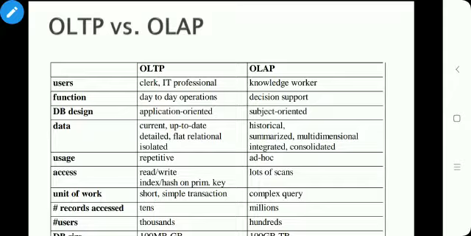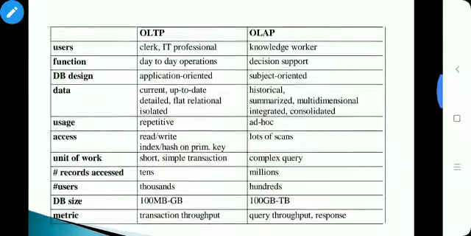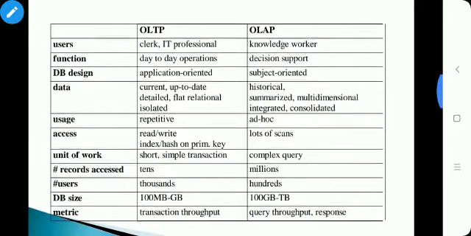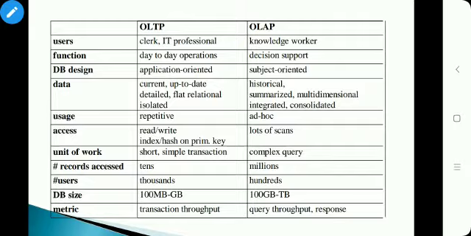Okay, so the difference between OLTP and OLAP: users of OLTP are clerks and IT professionals, while OLAP users are knowledge workers. Then the function of OLTP is day-to-day operations, while OLAP is decision support. Then DB design is application oriented in OLTP. OLAP is built around subjects like product, sales, customer. Usage of OLTP is repetitive. OLAP is ad hoc. Access in OLTP we can read as well as write, but in OLAP we can only read.